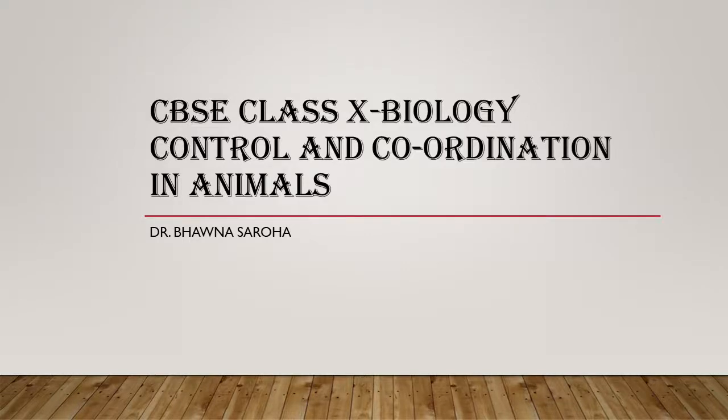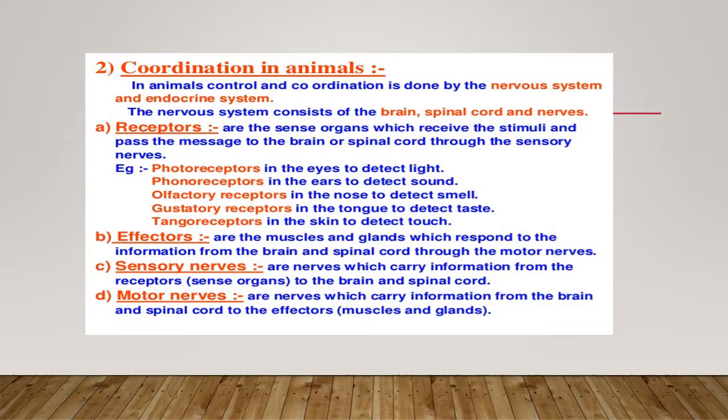Class 10th. Today we will start with control and coordination in animals. What is coordination in animals? In animals, control and coordination is done by the nervous system and the endocrine system.